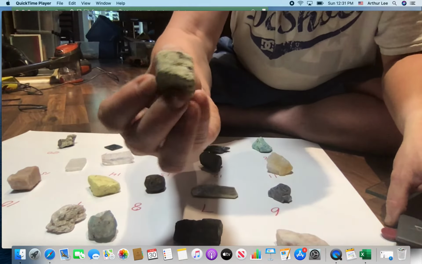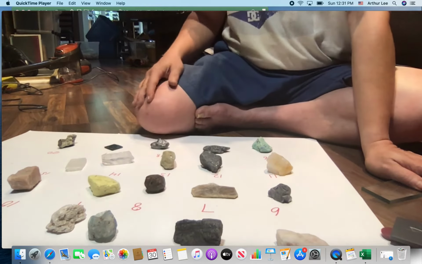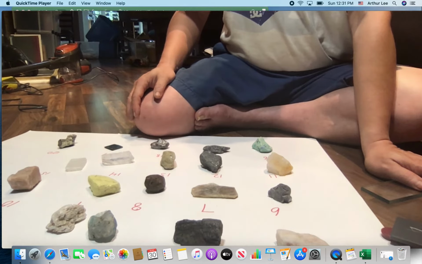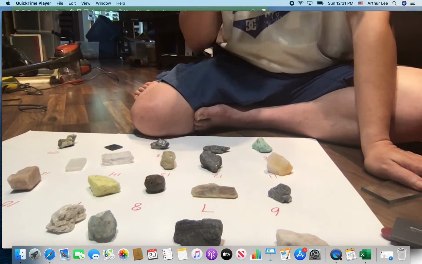Mineral number 13. Now, I didn't do hardness tests on all these minerals, but I did for some of them. Once you identify the minerals, you can get the hardness and fill out those parts of the chart that I didn't cover in this video.